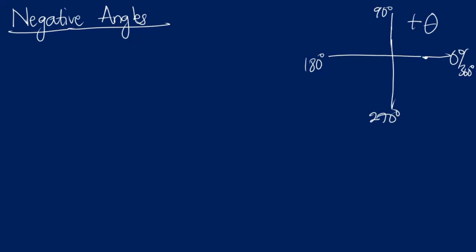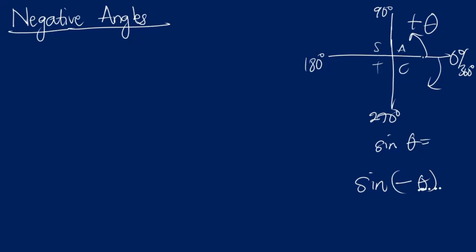If ever I ask you for something like a sine of theta, it's just going to give you a straight answer. But then, let's put a CAST there. If I ask you for a sine of negative theta, now you have to consider, when I move from here and then go in the opposite direction to form a theta, in which quadrant am I going into? I'm going into quadrant number 4. Now, which function is positive in quadrant number 4?